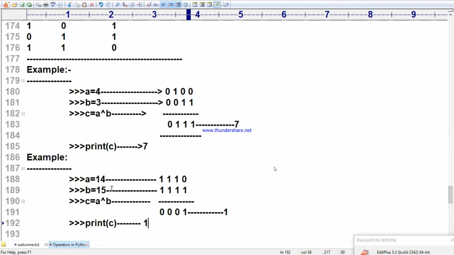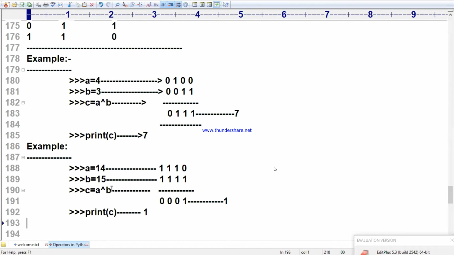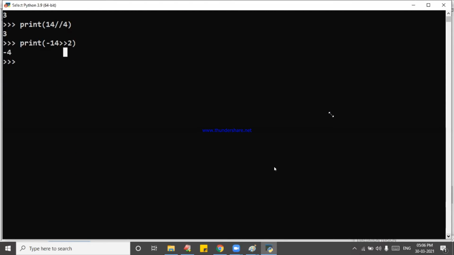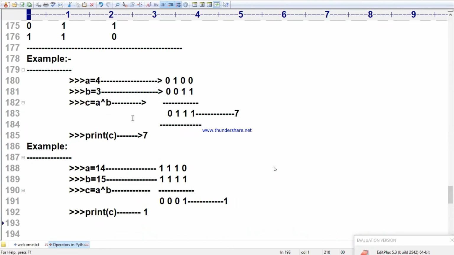Right. Dear students, let me come to one important thing. Let me show you in Python. Please watch carefully. Everybody must follow. Print of A is equal to 3, B is equal to 4. Directly C is equal to A cap B. Print of C. What is the answer? 7.